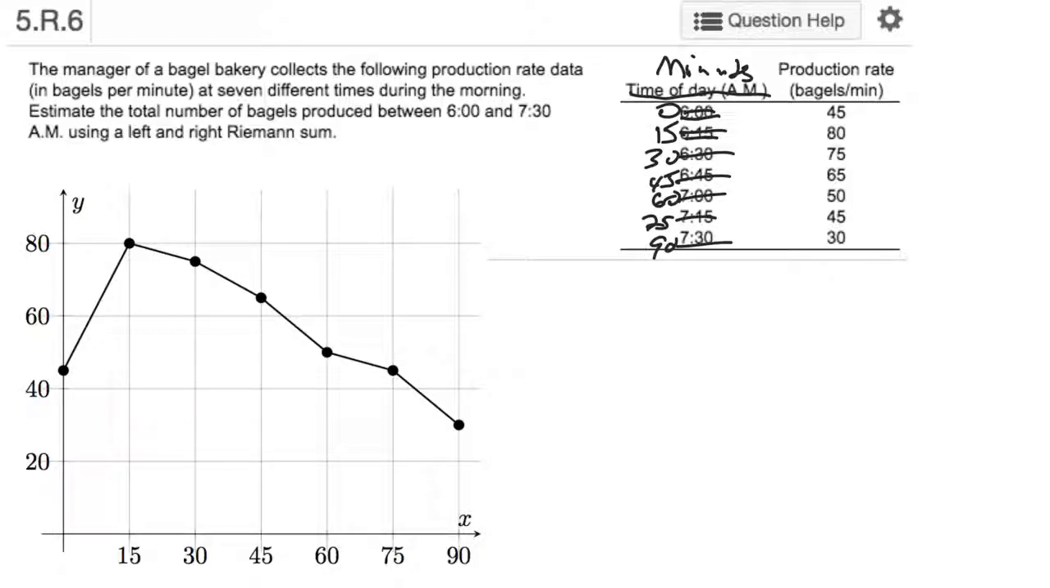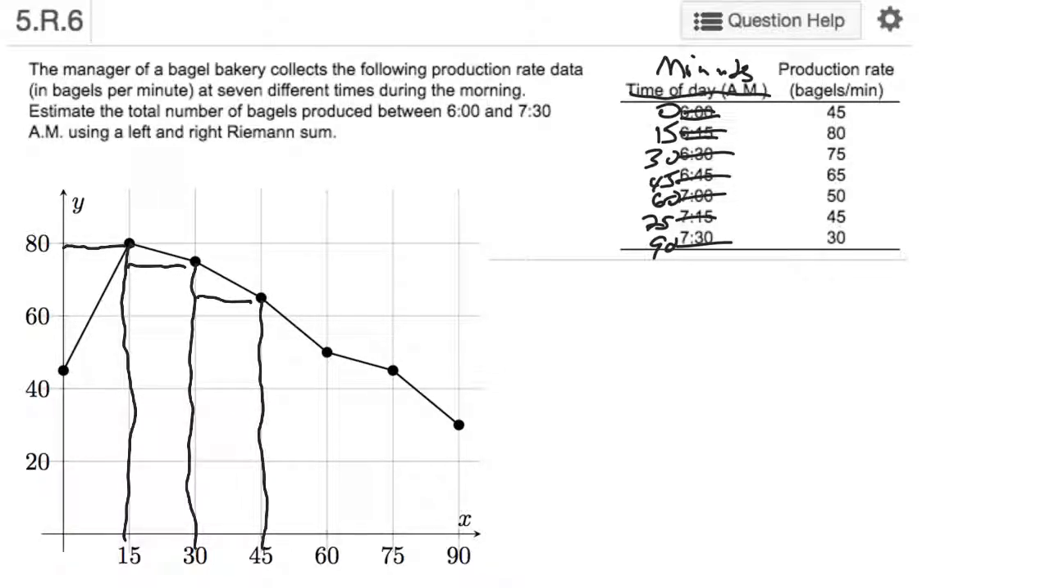Each of those rectangles has an area that's just base times height. The base of every one of them is 15 minutes, and the height is determined by the y-coordinate where it touches the curve. If I go back to my graph, the right-hand Riemann sum is going to come from drawing rectangles. Again, every base is 15 minutes wide, but now the height is determined by where the top right-hand corner of the rectangle touches the curve. So this is my first rectangle, my second rectangle, top right corner of the rectangle is touching the curve.